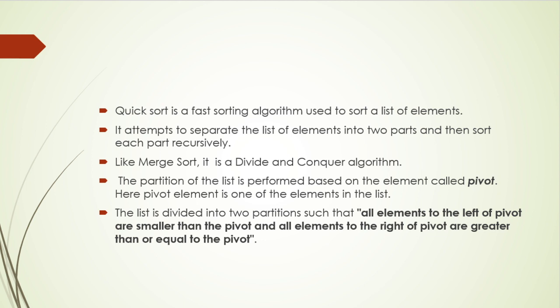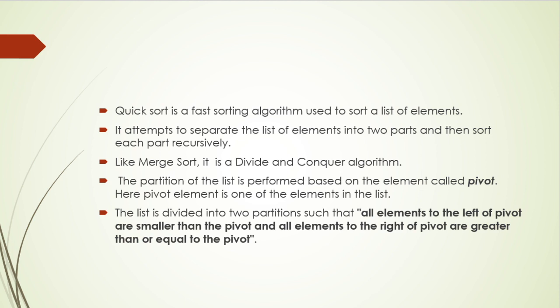Like merge sort, quicksort is also based on the divide and conquer technique, meaning the complete array is divided into subarrays. Partitioning is the main function in quicksort. The partition of the list is performed based on the pivot element.